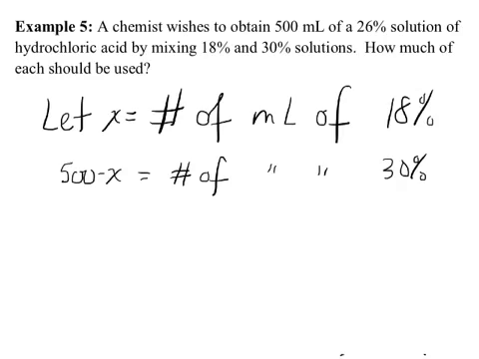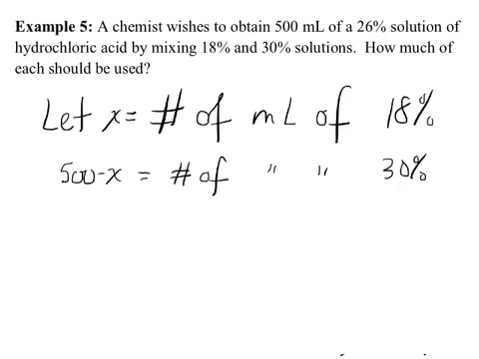Again, we are mixing, say, 100 milliliters of one with 400 milliliters of the other. Therefore, they have to sum to give you 500. So if you take one of them away from the total, you'll get the other. And the total happens to be 500.